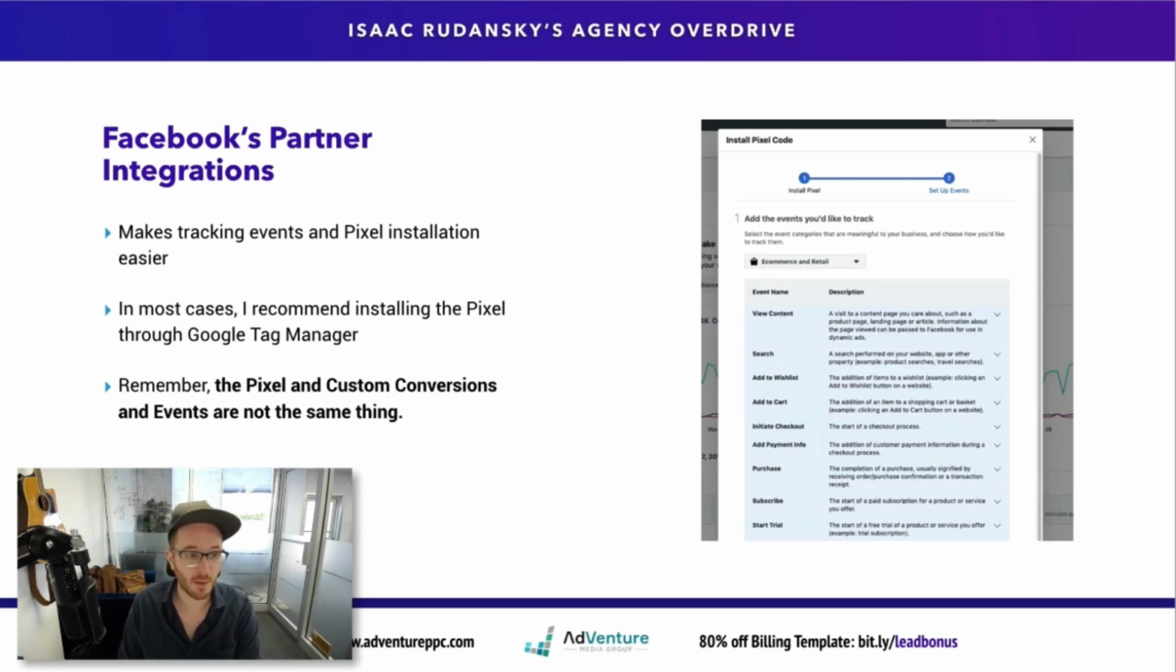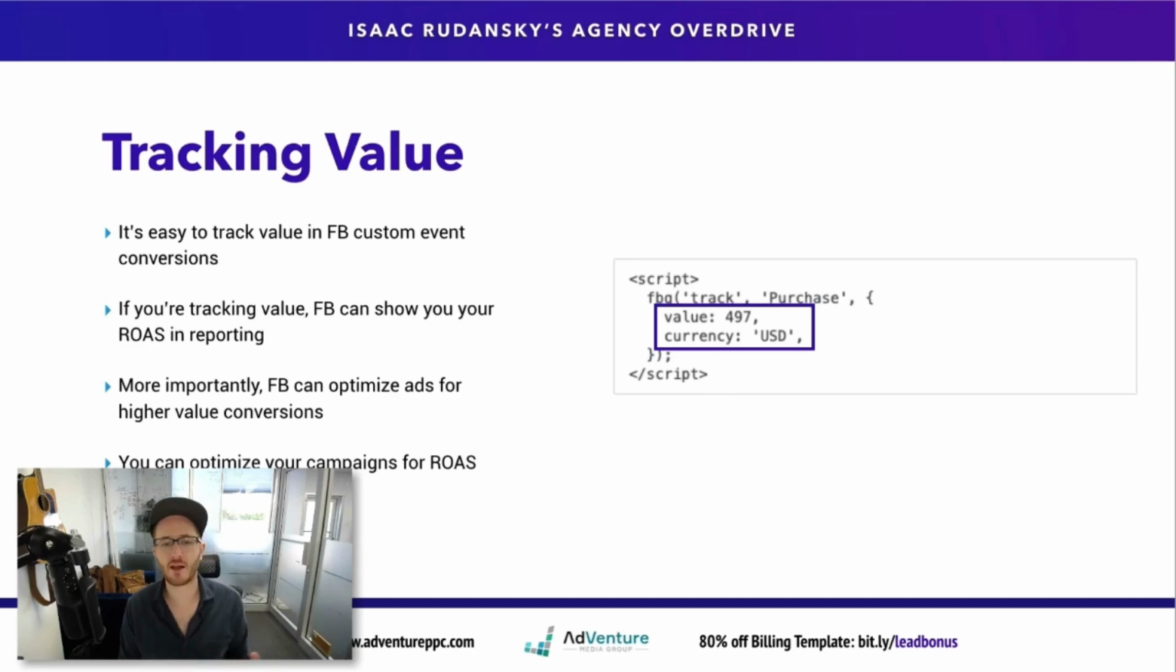And lastly, tracking value. We're going to cover this in a few minutes. It's very easy to track value in Facebook custom event conversions. And I want to just talk to you about the benefits of tracking value, which is conversion value. If you're telling Facebook the revenue you're generating from a conversion, and usually these will be purchase conversions, but you should also be tracking revenue for form submission conversions, Facebook can show your return on ad spend in their ads reporting.